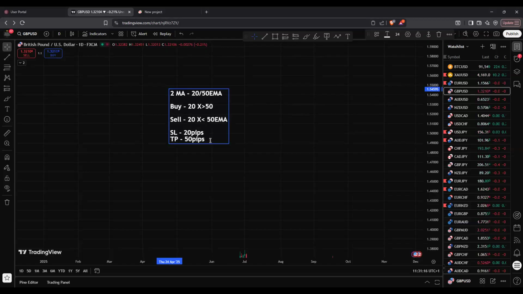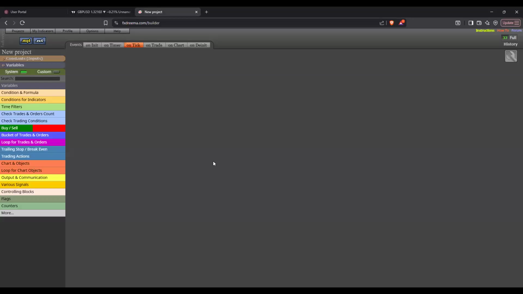Now, this is a very simple EA, so it's kind of straightforward. I don't need to do this. But when you're building really complex EAs, it will help to be able to itemize what you're trying to do. So what we're going to do now is, okay, this is what we want to do. How do we translate it to a functional expert advisor?